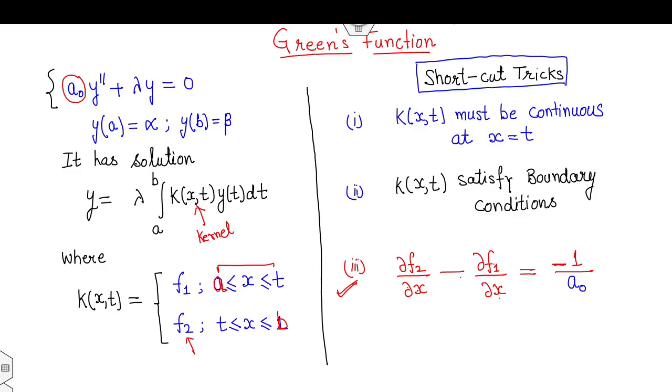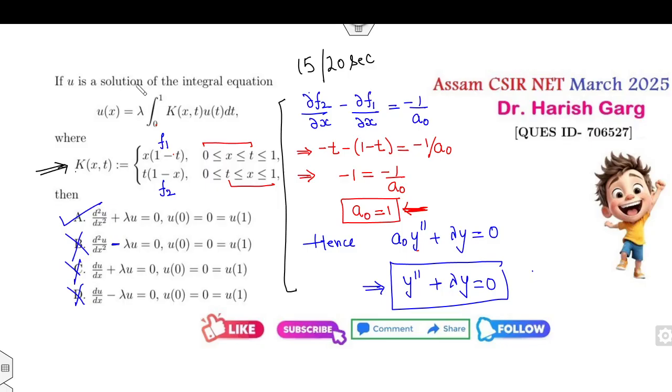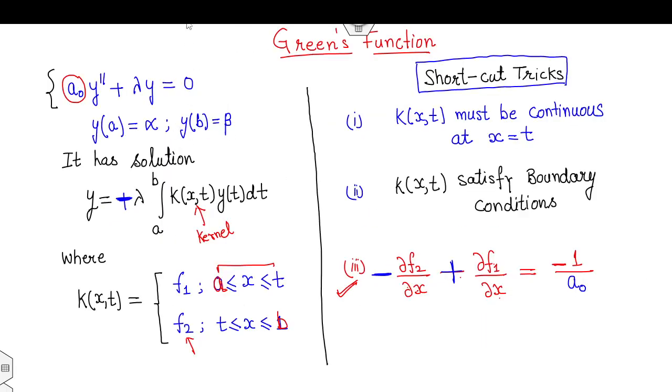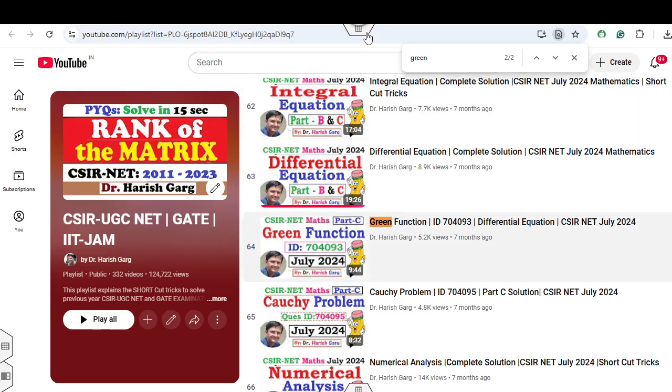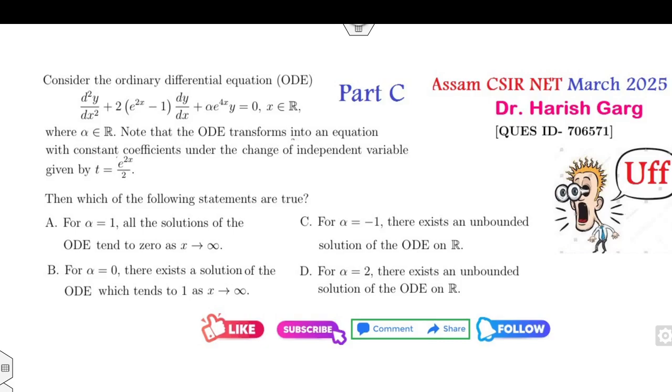One more trick: if here there was a negative, for example, then your equation becomes, this number will be negative, this part will be positive, and then you can find the value of a0. But in the given statement, see what is here, positive, so that's why I am using this number as positive, and here it is negative and positive. Fine. For more details you can watch my lecture on the Green function.